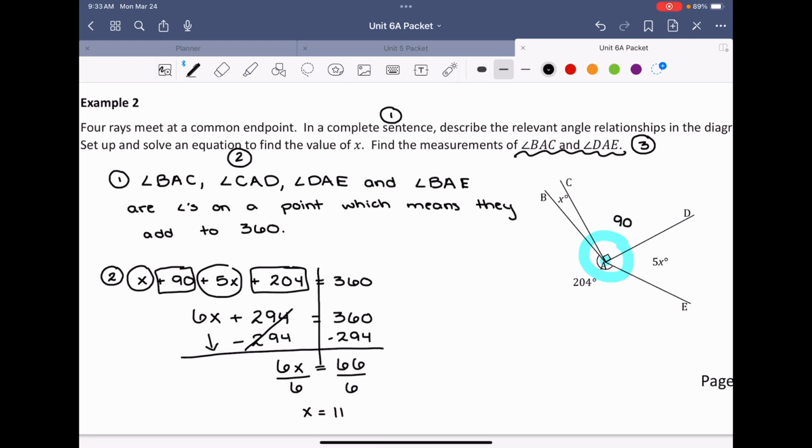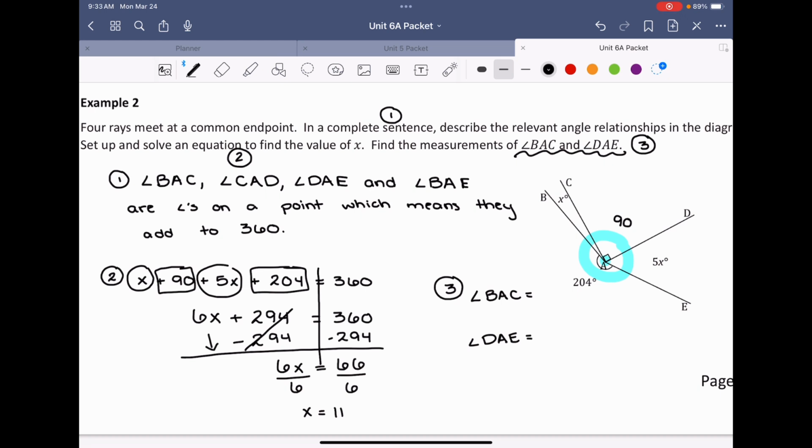But I have to be careful here. My final answer is not 11. That's just the value for x. I have one more step where I have to find my two specific angles that they asked me for. So angle BAC and angle DAE.